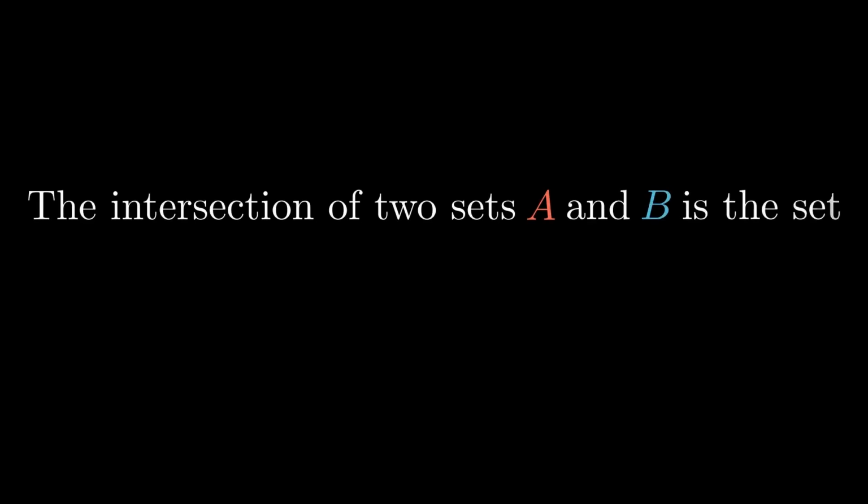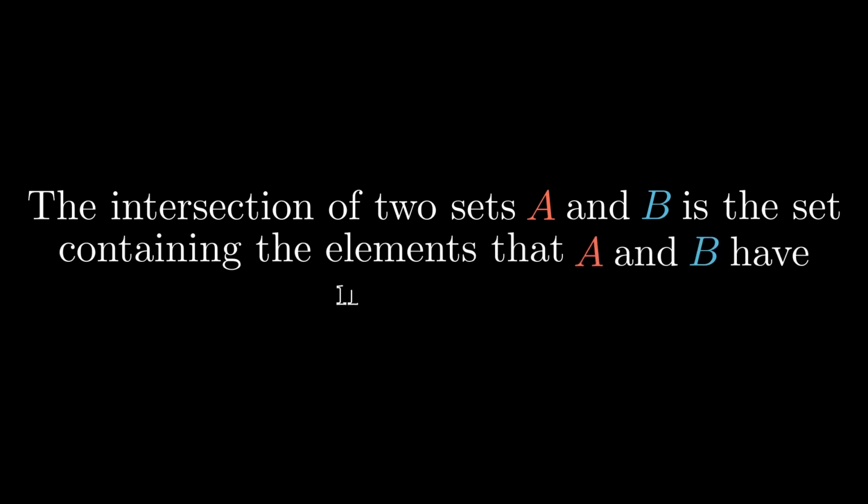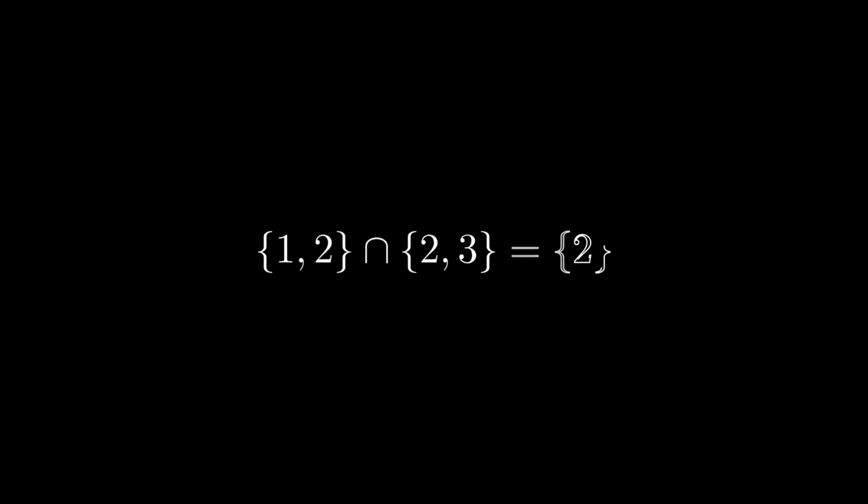Lastly, let's talk about the intersection of two sets. The intersection of two sets A and B is the set containing the elements that A and B have in common. So, as an example, the intersection of the set containing 1 and 2 and the set containing 2 and 3 is the set containing just 2.